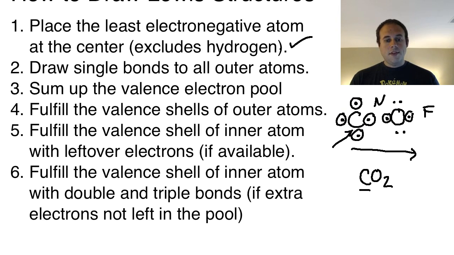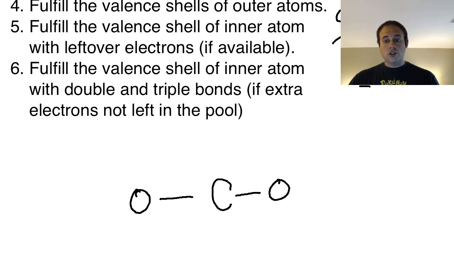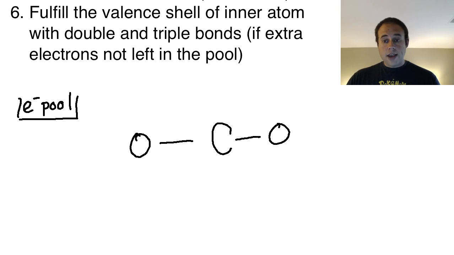Now I need to sum up the valence electron pool. When we deal with Lewis structures, we only show the valence electrons because those are the electrons involved in bonding. They are the only electrons we're concerned with when we start showing how a structure comes together as far as its bonds. So the valence electron pool, which I'm going to keep over here, is simply the total number of valence electrons available to you.